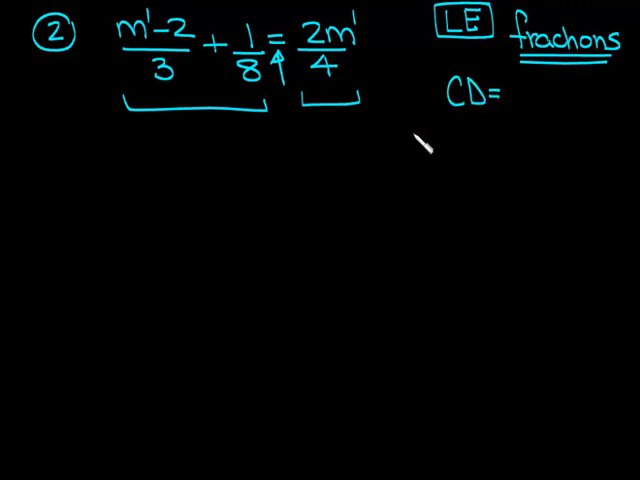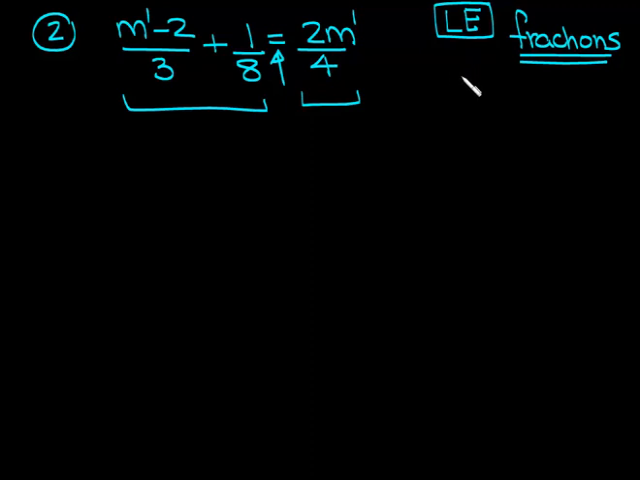To find the common denominator, let me just show you this once. But remember, the common denominator is a number. It's the smallest number that's divisible by 3, 8, and 4. We are looking for the smallest number that 3 divides, 8 divides, and 4 divides.